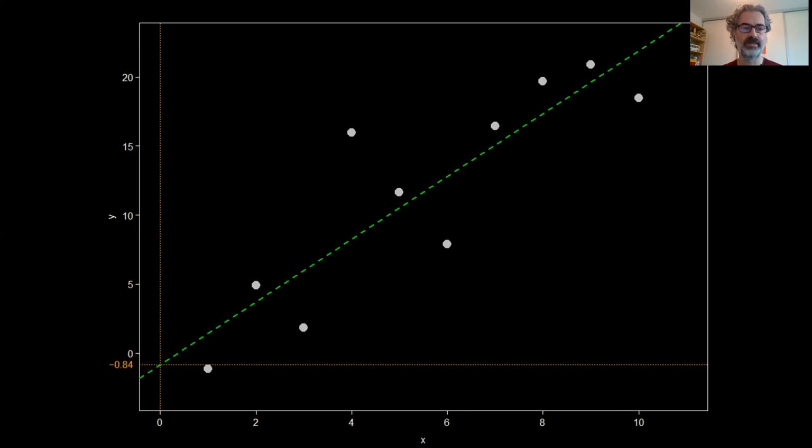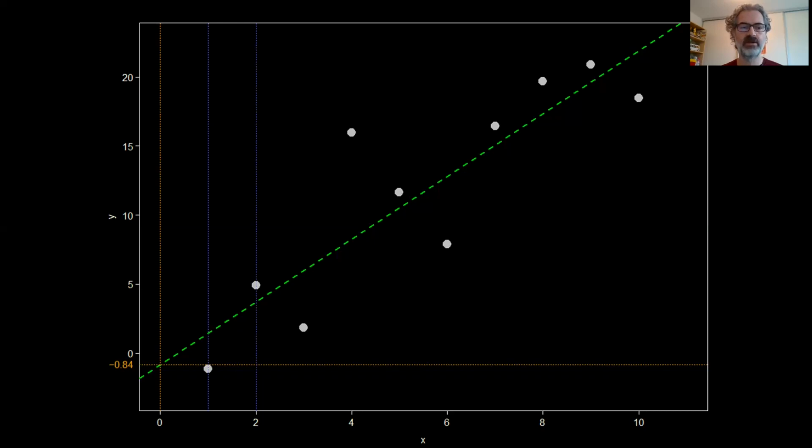Where the prediction line hits the x equals 0 line, that's our intercept. And the second number that we use to define this line is called the slope. The slope has to do with how much the line rises when x increases. Let's look at this visually.